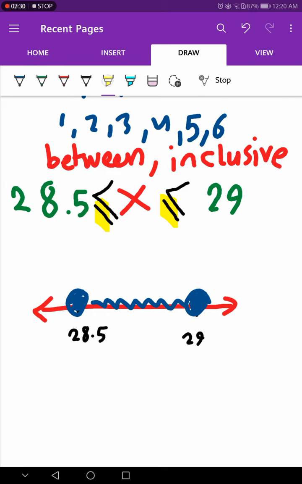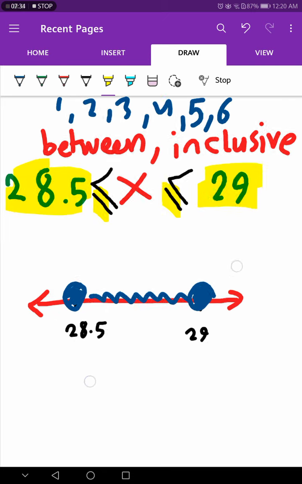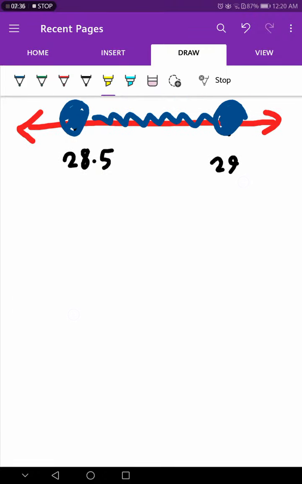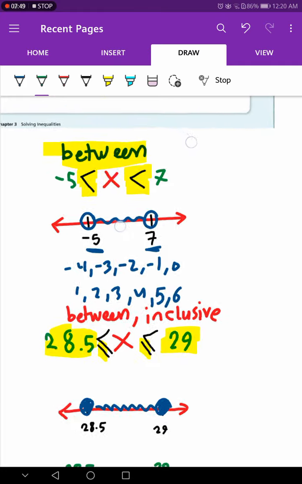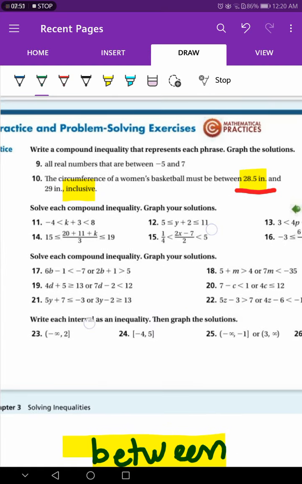That means this guy and this guy are included within the solution. So when he asks you what the solution is, you start with 28.5, okay, till 29. Okay, my dear student, let me tell you something here.